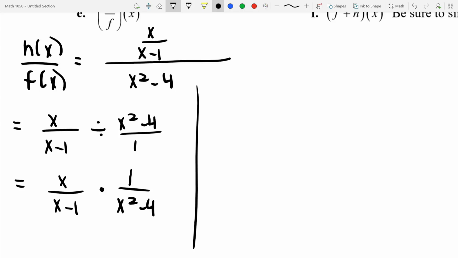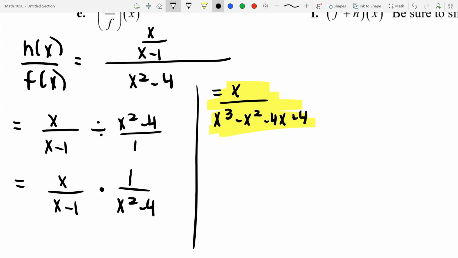Okay, look. X squared minus 4 factors to x plus 2 times x minus 2. But if I did factor it, would it then allow any canceling to happen? Talk to me about that. No. So it doesn't do me any good, so I'm not going to do it. So on the top, 1 times x is x. On the bottom, multiply those together, and you get x to the third minus x to the second minus 4x plus 4, and that's my answer.